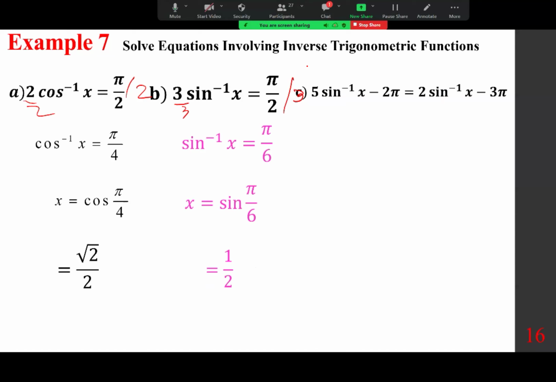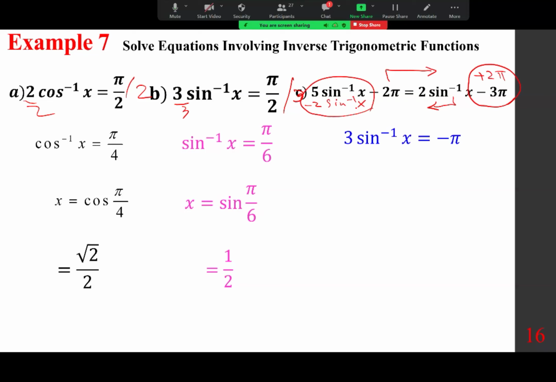Five sine inverse of x minus 2 pi equals 2 sine inverse of x minus 3 pi. I hope you can see that I can move this one this way, and I can move this one this way. So this becomes plus 2 pi, and the right side becomes negative pi. This becomes negative 2, and they add up to 3 sine inverse. Divide both sides by 3. When you isolate sine inverse, now you can go with the definition: x is sine of negative pi over 3.